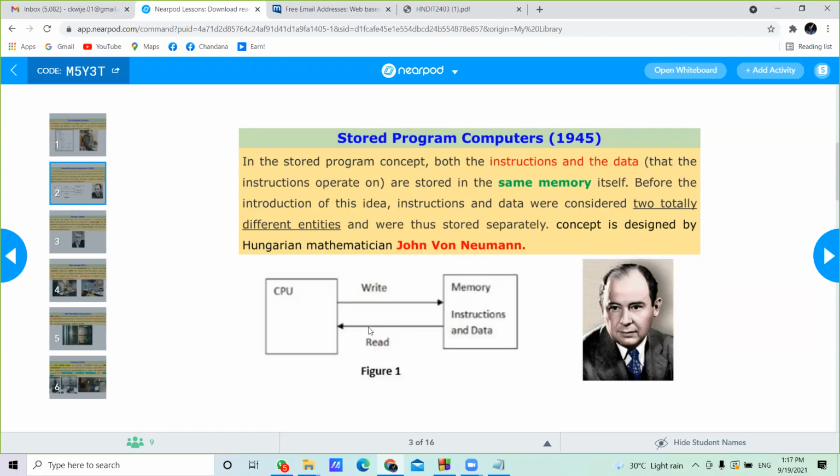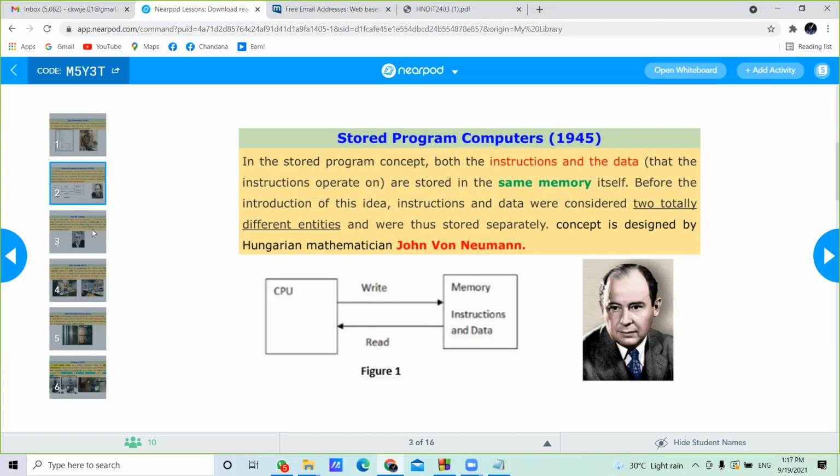Look at the diagram here. In this diagram, you can see on the left side the CPU and the memory. The memory contains both instructions and data. Here is the point you want to remember: instructions and data are stored in the same memory. That's the concept he pointed out. The person who invented the stored program concept is John von Neumann.